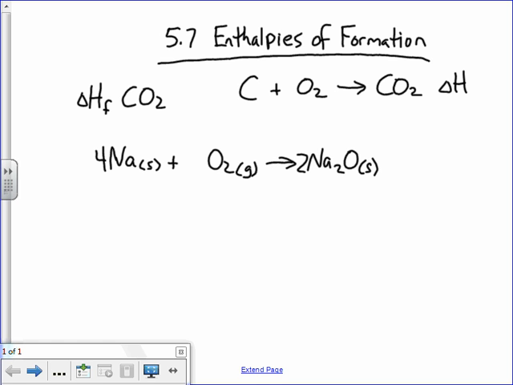It would normally look like that, right? So that would be a balanced equation. But that forms 2 moles of the product. So we'd have to double the heat of formation, right?